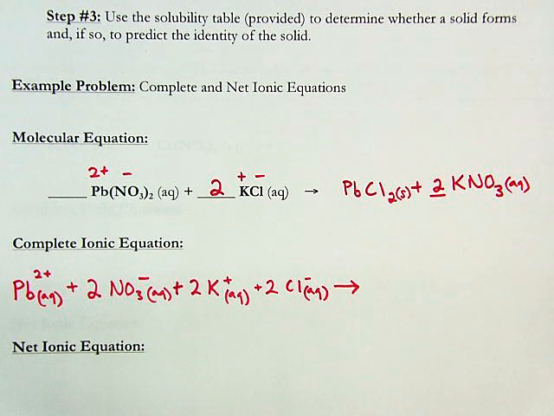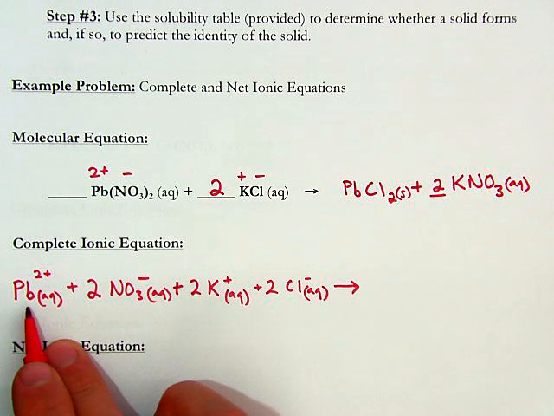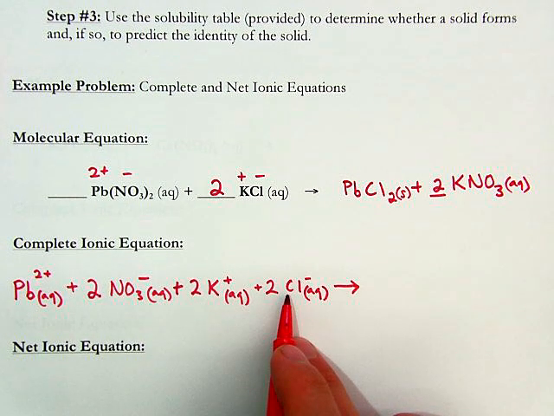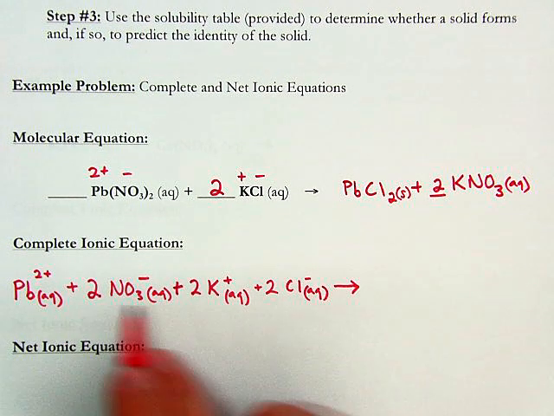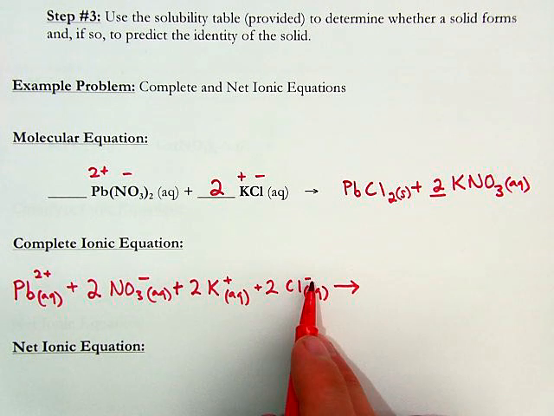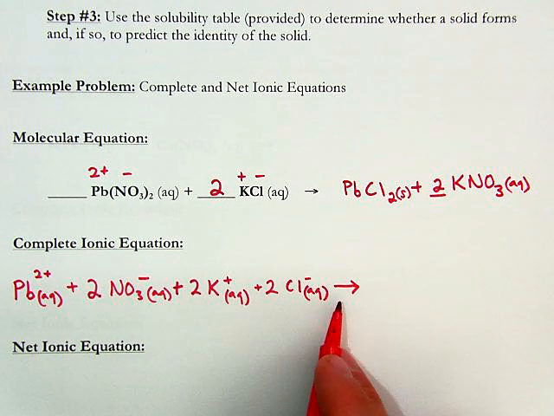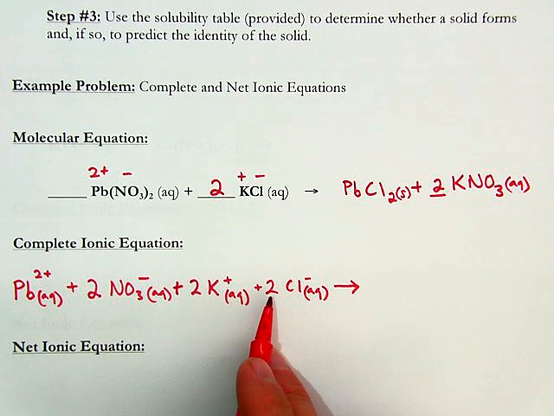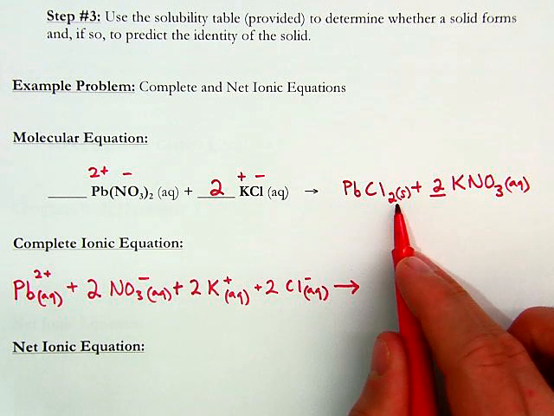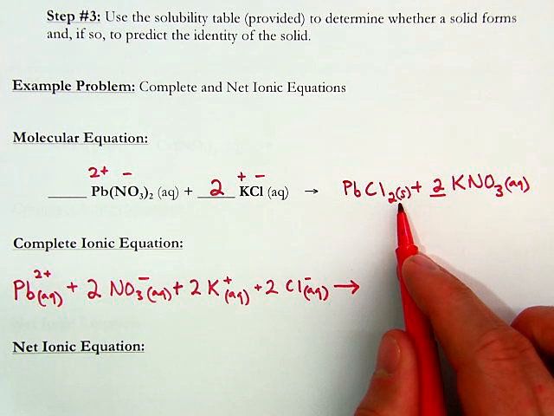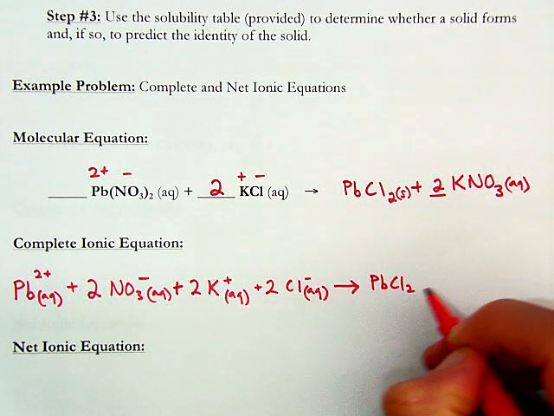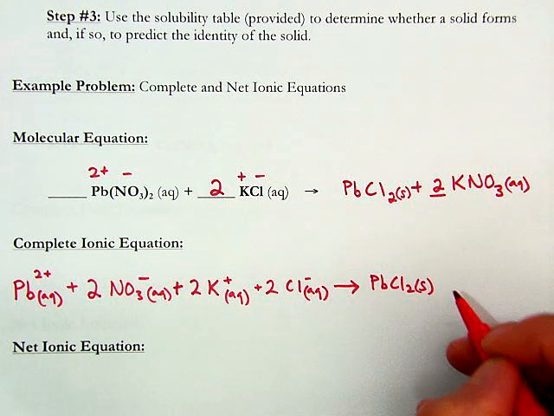Those are our reactants, right? A lead ion, 2 nitrate ions, 2 potassium ions, 2 chloride ions. aq, aq, aq, aq. Notice I have the charge of every one of the ions, I have the state of every one of the ions, and I have how many of them I have using coefficients. Now, you do not break the solid down into ions because it doesn't exist as ions in solution. The solid stays intact. So I just write PbCl2 (s), right? That stays intact.